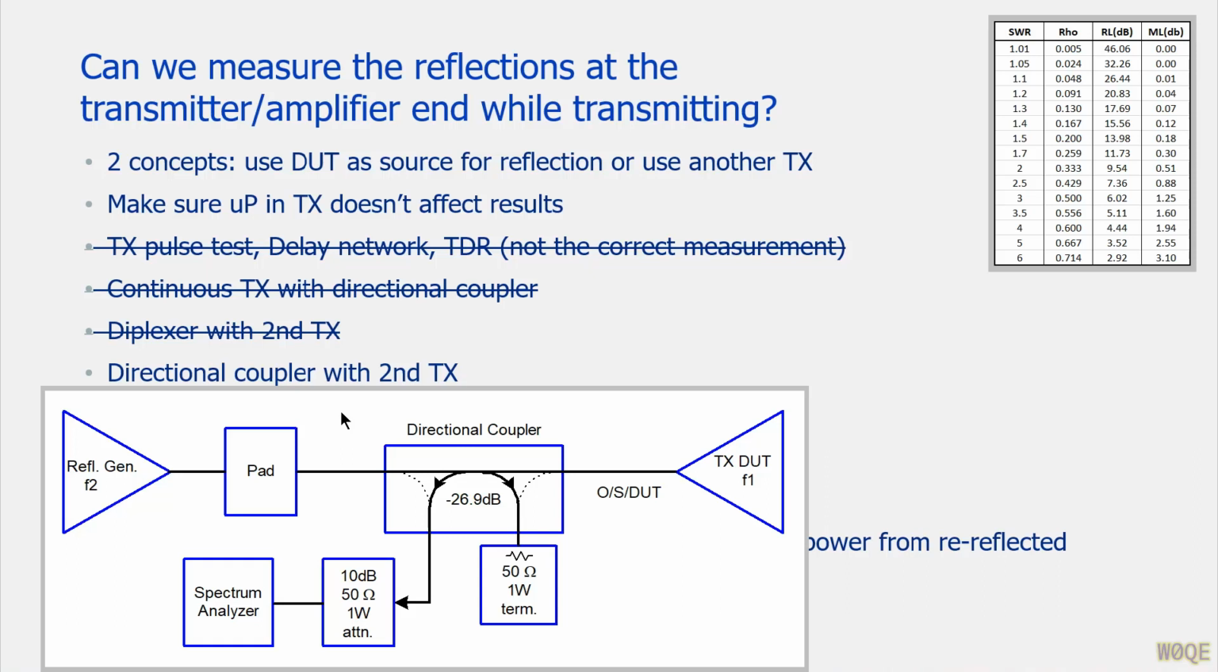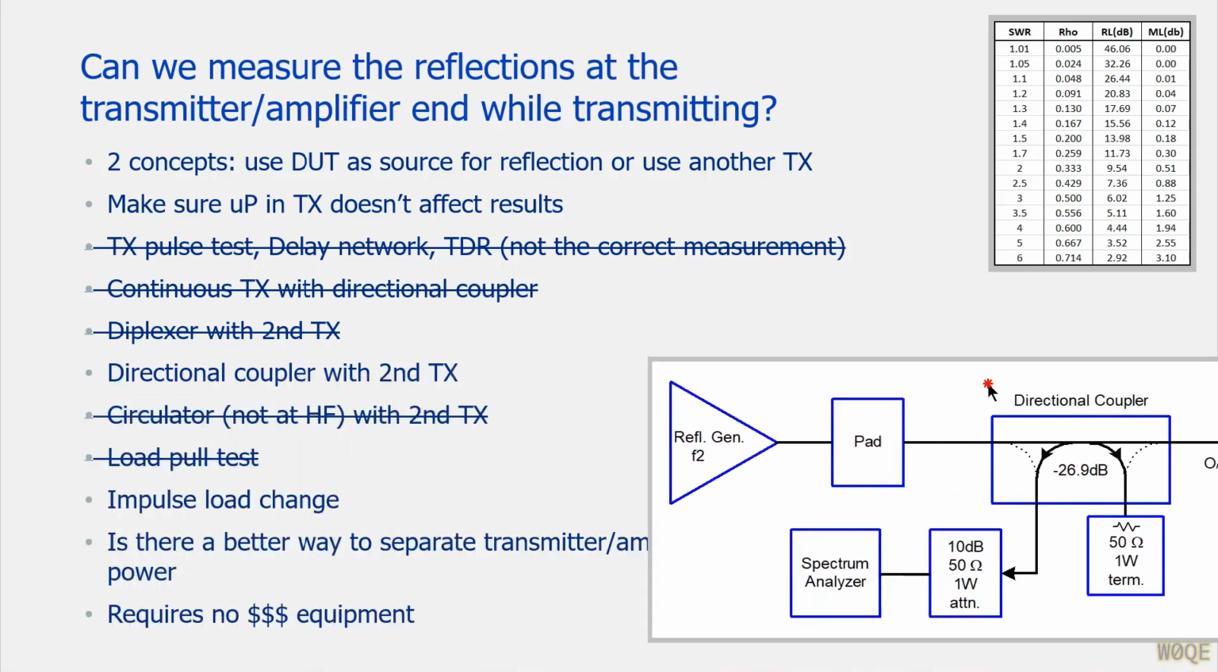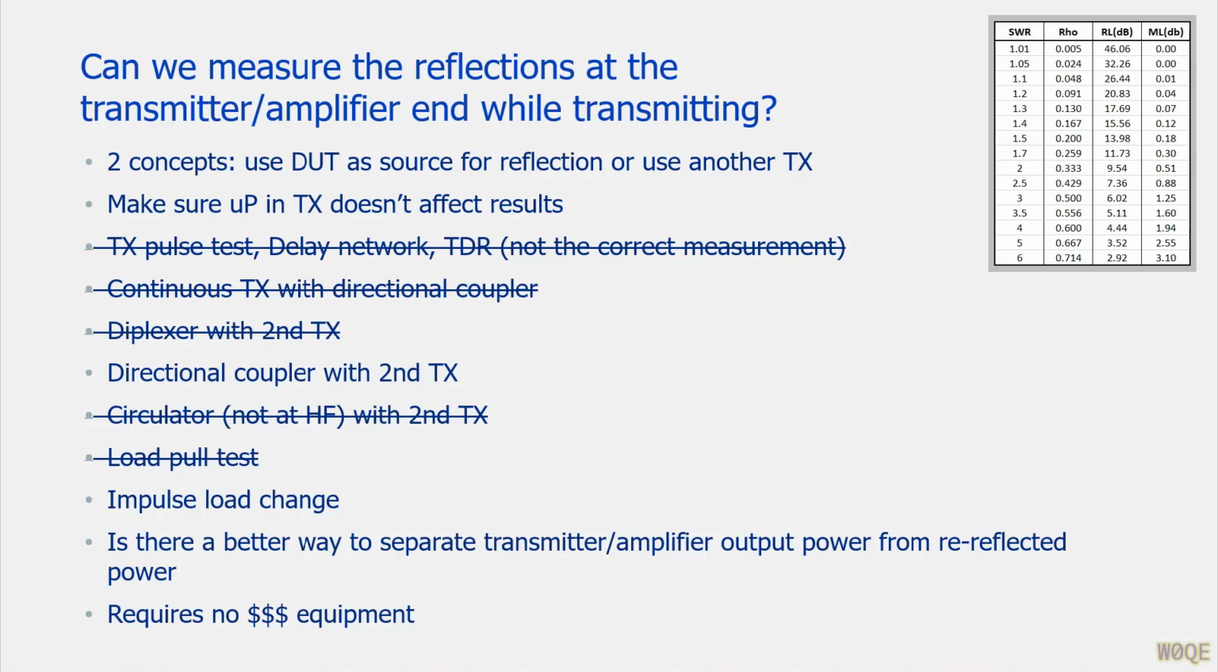And I went with this, and I measured a few transmitters, and I'll get to those results in a little bit. But as I was doing that, I thought about some other things. I lamented the fact that, once again, a circulator is not available at HF. They're available at VHF. But if there was one available, we could use something like that to make this measurement, and that'd be nice. The other thing is a load pool test.